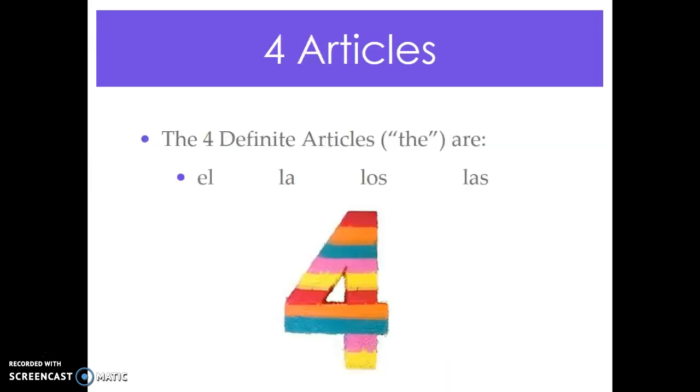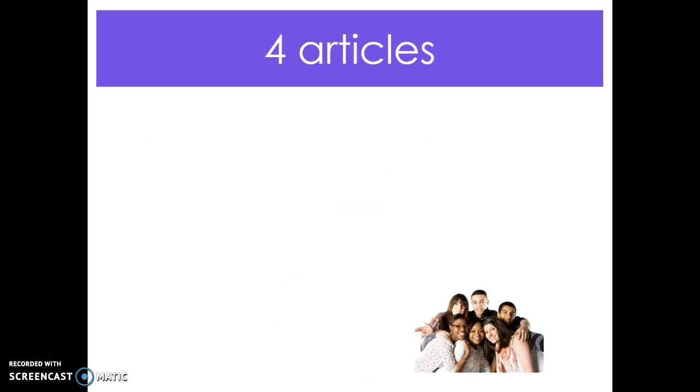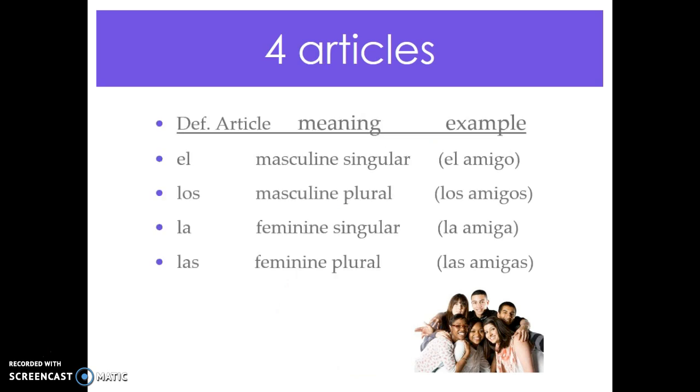The 4 definite articles, which again mean the, are the following: el, la, los, and las. All of those mean the. However, some are singular and some are plural. For example, el is masculine singular. Los is masculine plural. La is feminine singular, and las is feminine plural.